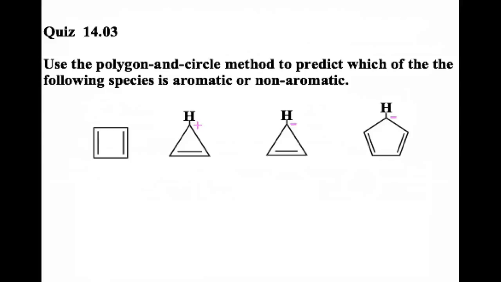Cyclopropenyl cation. Aromatic, right? It is aromatic. Why do I know that that has to be aromatic? It is conjugated. It is planar. It is cyclic. And it satisfies Huckel's rule. 4n plus 2 equals the number of pi electrons. How many pi electrons do we have? 2. So n has to be 0, which is allowed.